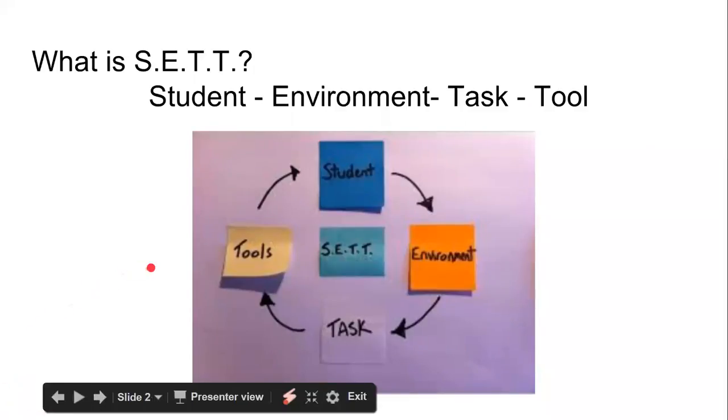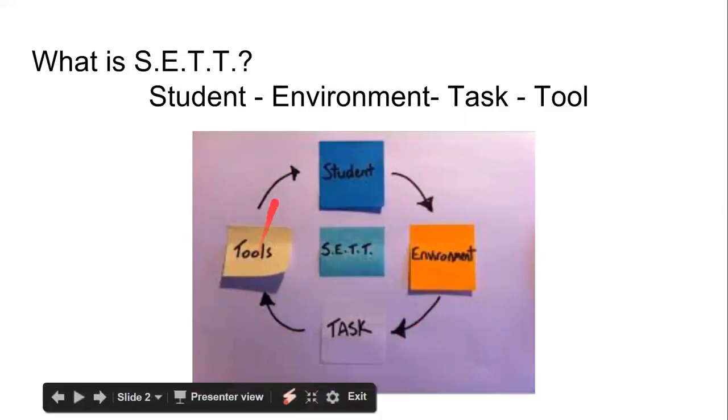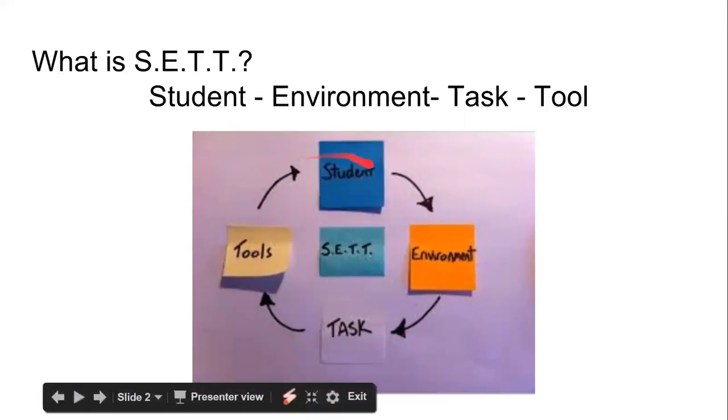So I like this little graphic here because it's circular. And so what happens is, you look at the student, the environment, the task, the tools, and then you go back and you continue to look at those things. It's not a once and done process.